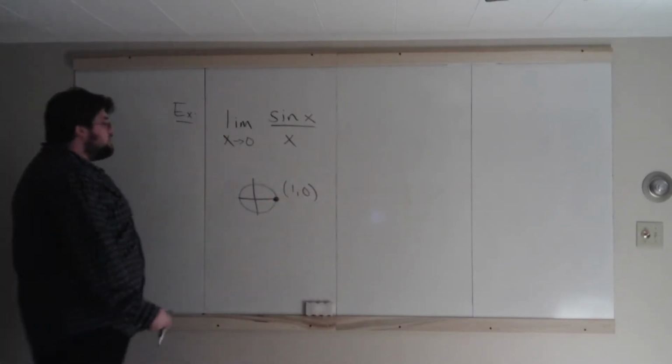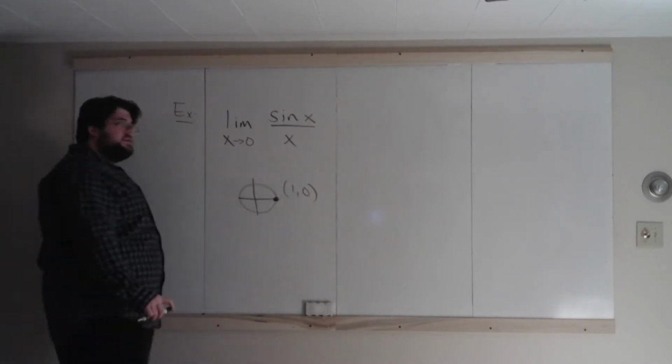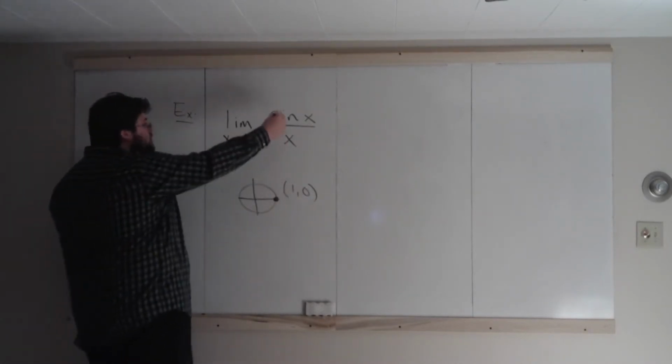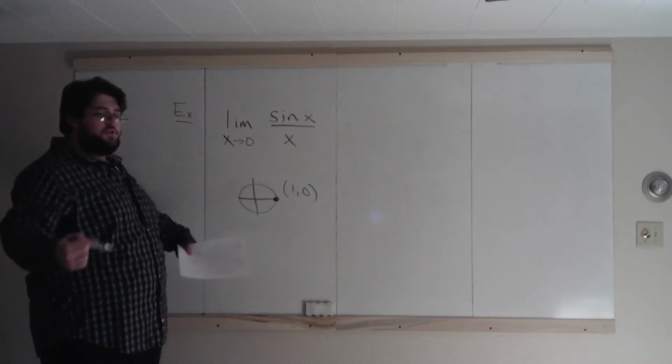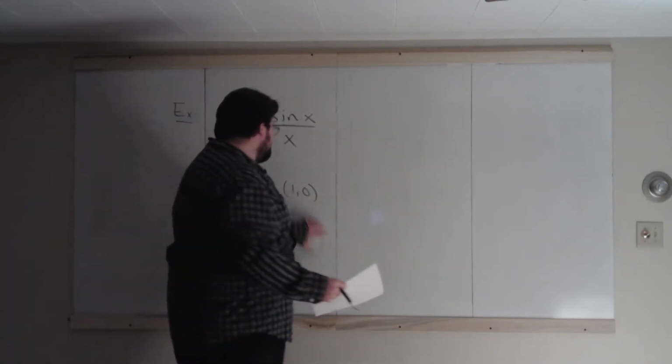Sine of 0 is 0. If you try a direct substitution here, you get 0 over 0. When you have 0 over 0, you can apply L'Hopital's rule.